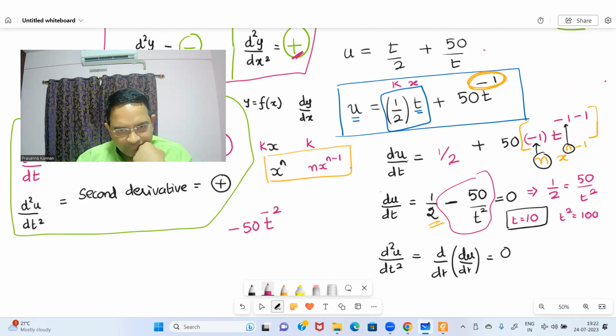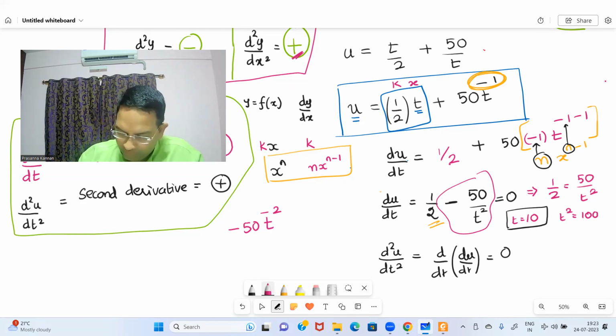Okay. No. T power minus 2. Sorry, sir. T square is in the denominator here. T square is not in the numerator. If it were, then it would be 2t. All right. So it's minus 50, t power minus 2.